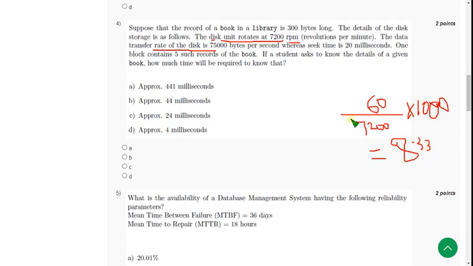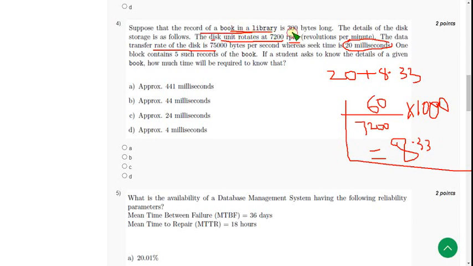So for this we'll get 8.33, and keep this aside. They gave 20 milliseconds. So 20 milliseconds plus 8.33, and next, here the record of a book in a library is 300 bytes, but there are 5 such records and the speed is 75,000 bytes. So 5 into 300, 1500 bytes are existing. Our speed is 75,000 bytes per second.